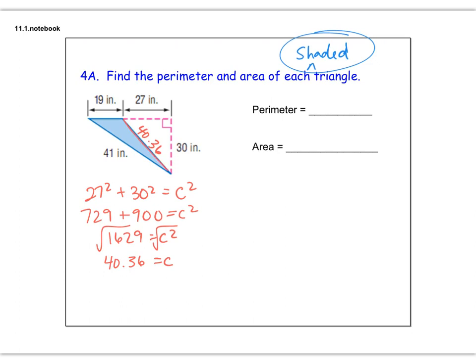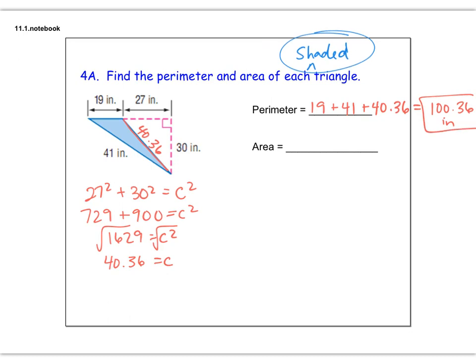Okay, but now we can find the perimeter of the blue triangle. It's going to be 19 plus 41 plus 40.36. You add up the three sides around the triangle. And those add up to about 100.36, and it would be inches. It's the distance around the outside.